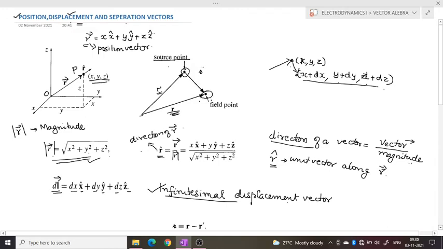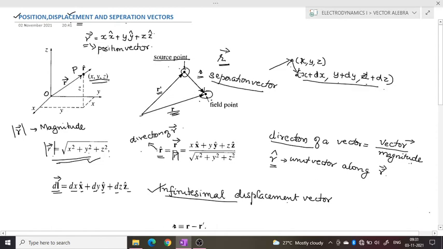So this vector r is throughout taken in this book as the separation vector. So what is a separation vector? It is nothing but the vector between the source point and the field point. You note the direction: it is from source point to field point. That is the direction of this separation vector.